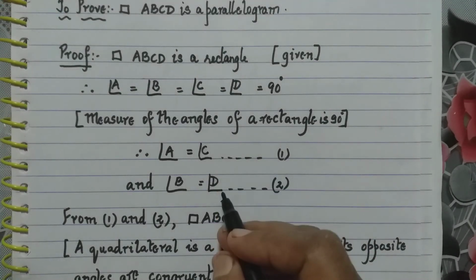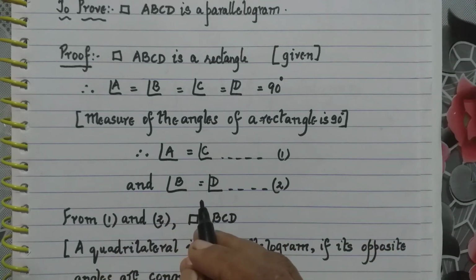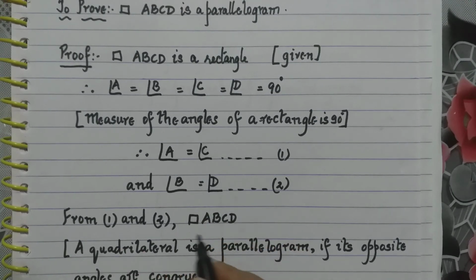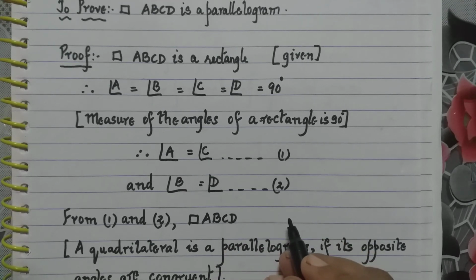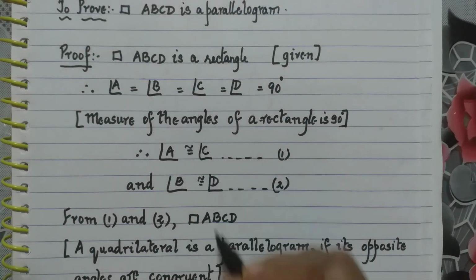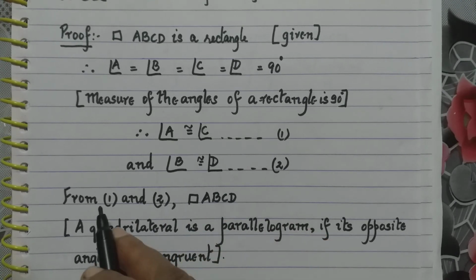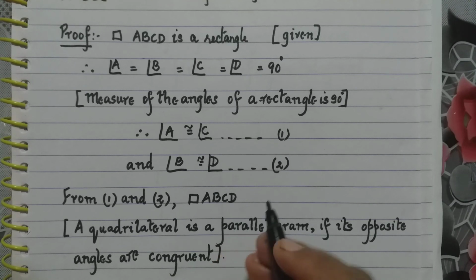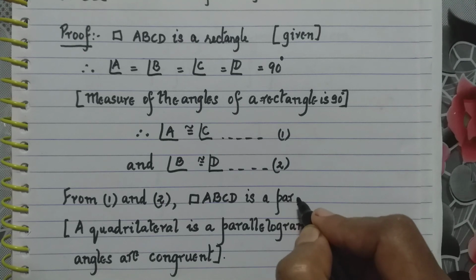So, from 1 and 2, we are saying both the pairs of opposite angles are congruent. Then, if both the pairs of opposite angles are congruent or equal to each other, can we say that quadrilateral ABCD is a parallelogram? Yes, by using the opposite angles test. So here we will write congruent because the statement says that a quadrilateral is a parallelogram if its opposite angles are congruent. And we'll complete the statement from 1 and 2. Quadrilateral ABCD is a parallelogram.